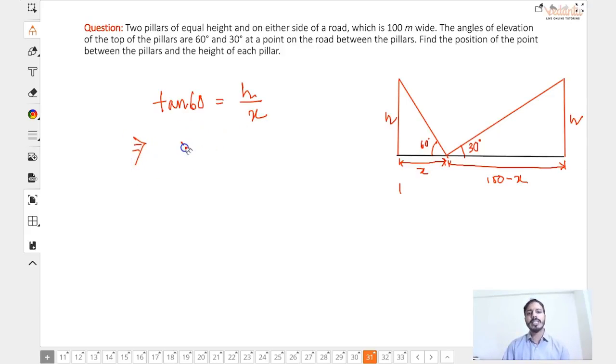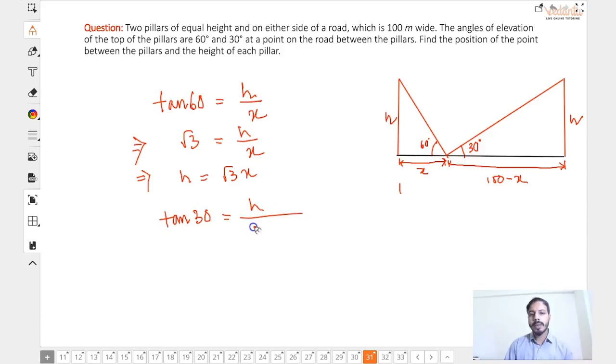And what will be tan of 60? That is nothing but root 3, which will be h by x. So from here I can say h is equal to root 3x. Similarly, in this triangle, I can say tan of 30 is h by 100 minus x, right?